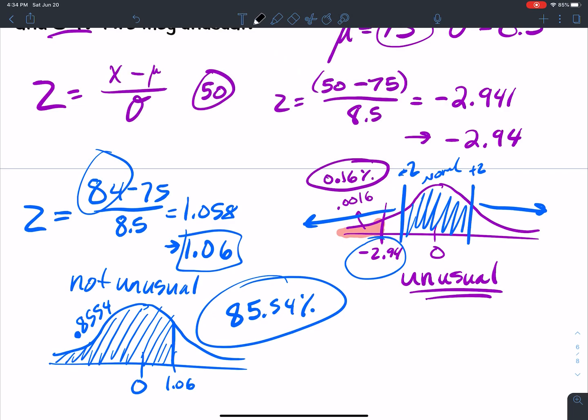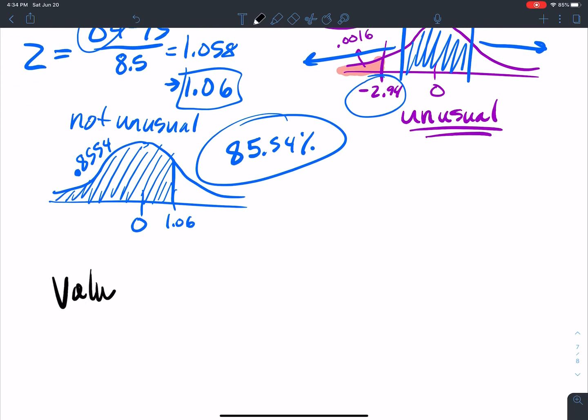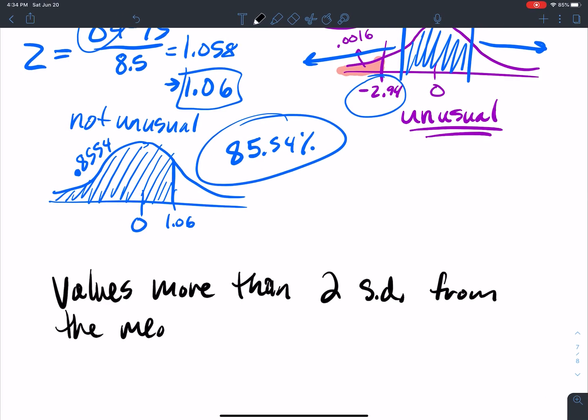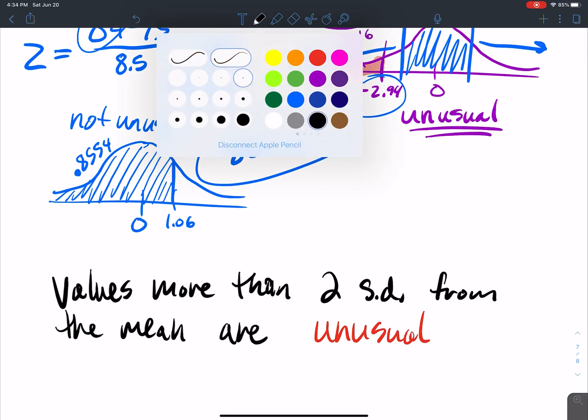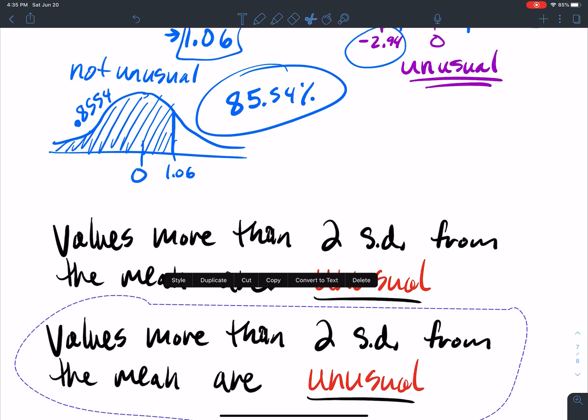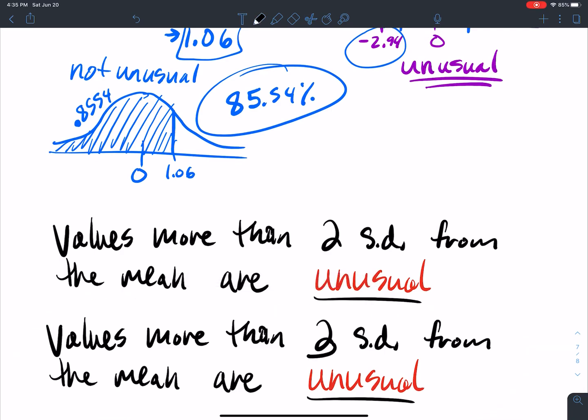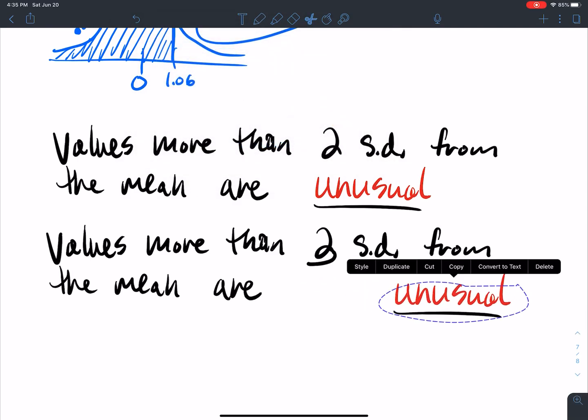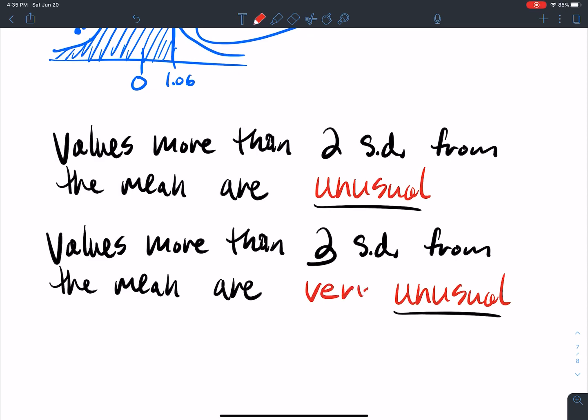Now, just to make sure we got this down, values that are more than 2 standard deviations from the mean are unusual. And then values that are 3 or more standard deviations away from the mean are very unusual. Okay? Very unusual when you're 3 or more standard deviations from the mean.